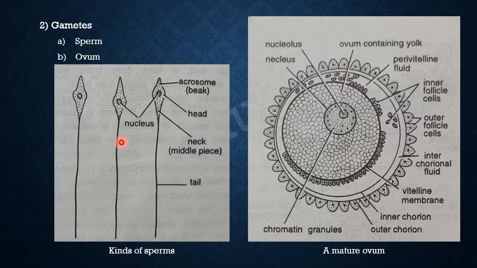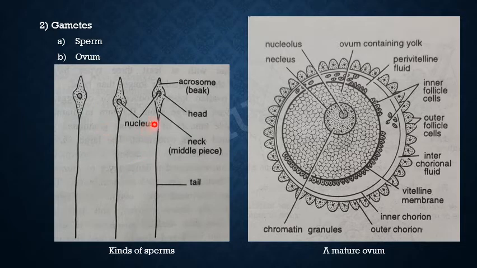The sperms, as you can see, their structure consists of three regions: the acrosome, the head, the neck, and the tail. Actually, the sperm is made up of two parts: the main body containing the nucleus and the tail. Or you can say it is composed of three regions: the head, the neck, and the tail. And the head, in turn, has a beak-like structure in front, which is known as the acrosome.